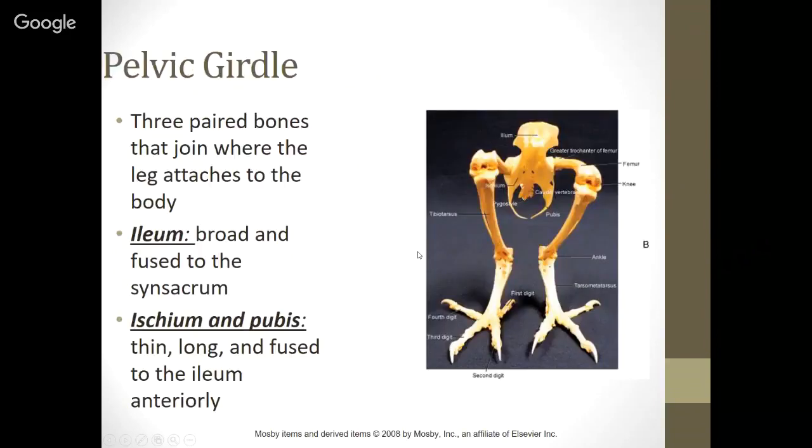The pelvic girdle. There are 3 paired bones in the pelvic girdle that join where the leg attaches to the body. The ilium is broad and is fused to the synsacrum, and then the ischium and pubis. Here's the ischium, here's the pubis. Those are thin, long, and fused to the ilium anteriorly.